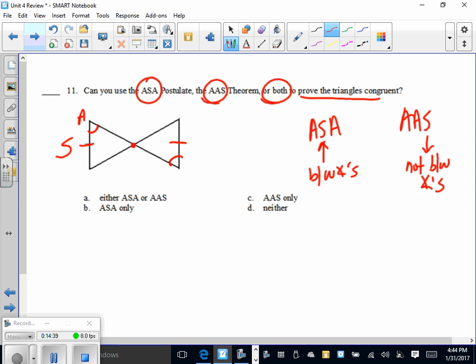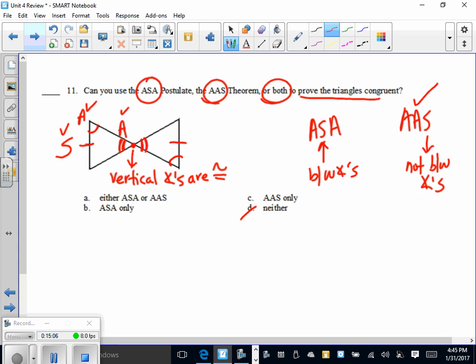Because these two intersect at this point, the vertex, we can say that the angles on both sides are congruent because they are vertical angles. We don't need anybody to tell us that because we know from the drawing that this angle is congruent to this angle. So there's another angle. So I have angle, angle, side. So this one's okay, so we can eliminate B.